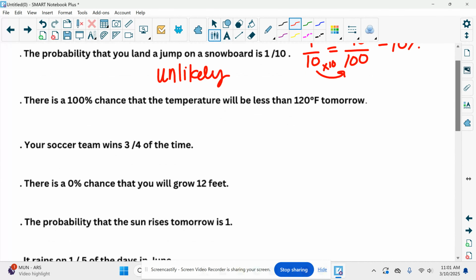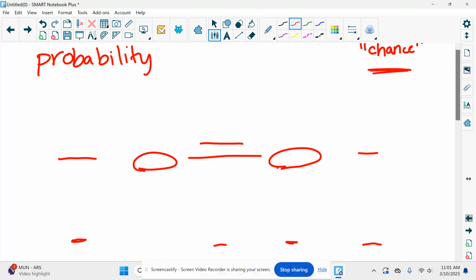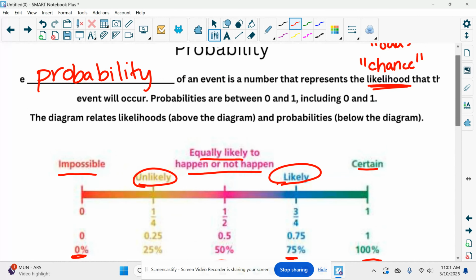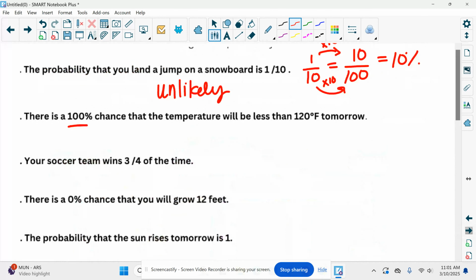Alright, there's a 100% chance that the temperature will be less than 120 degrees Fahrenheit tomorrow. What's the likelihood of that happening? Certain. If my percentage is 100%, and I look back over here, 100%, it's for certain not going to be more than 120 degrees tomorrow.